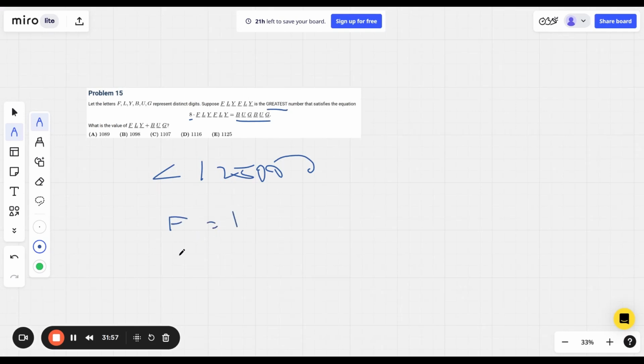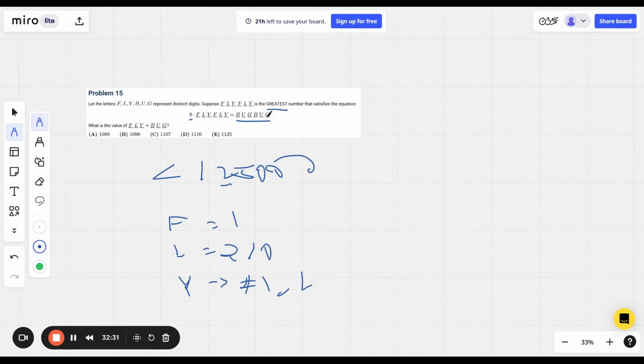And then the second digit, right? It has to be distinct. 2 is definitely possible. So L equals 2 or 0 here. It can't be 3, by the way. And Y can be basically anything that's not equal to 1, that is also not equal to L, but anything else that works.